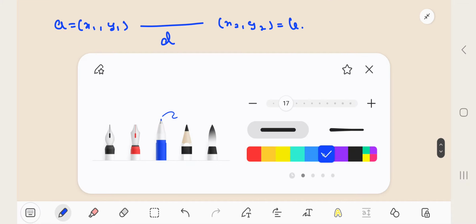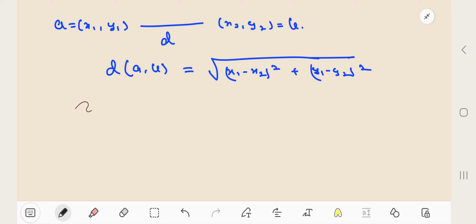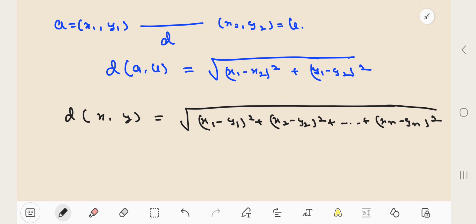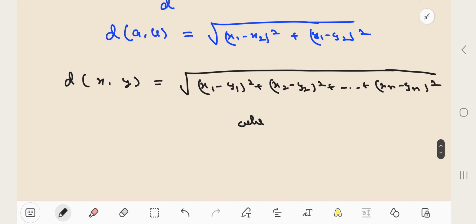So in fact this can be generalized to an n dimensional Euclidean space. If I have d(x,y), I can write this as the square root of (x1 minus y1) whole squared plus (x2 minus y2) whole squared and so on till (xn minus yn) whole squared, where x is the n tuple x1, x2 till xn and y is the n tuple y1, y2 till yn.